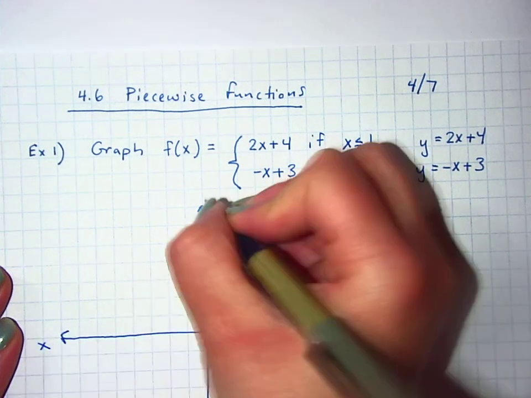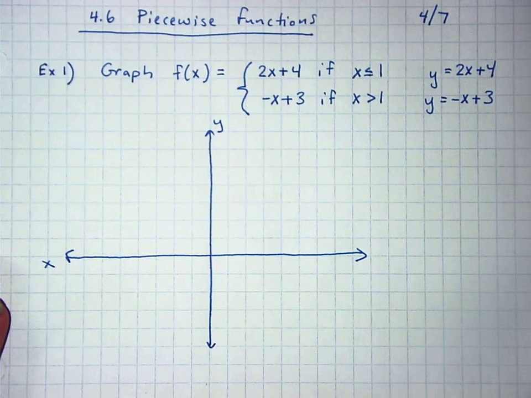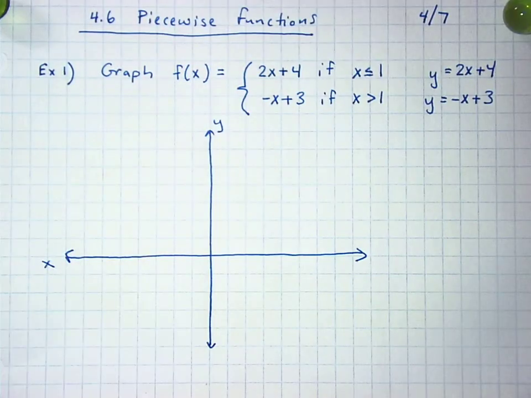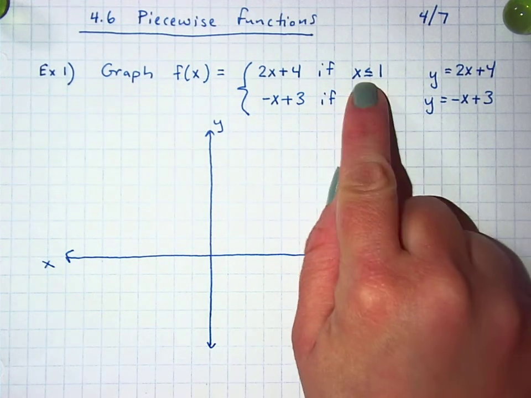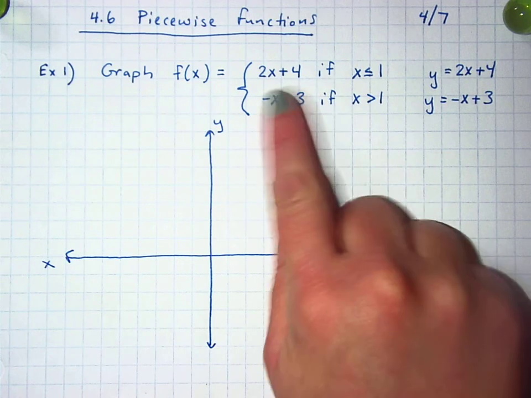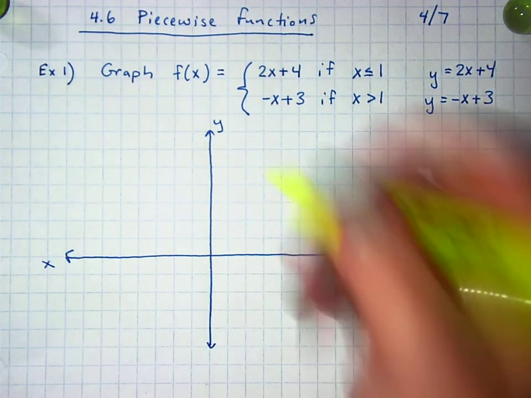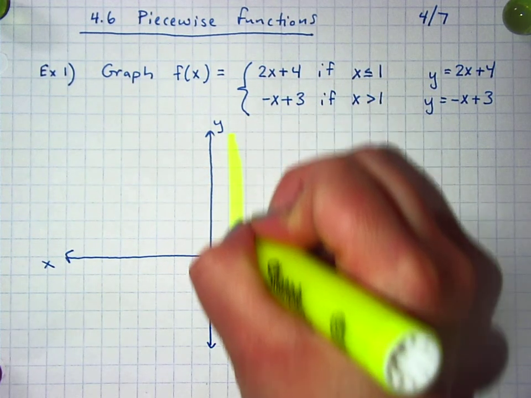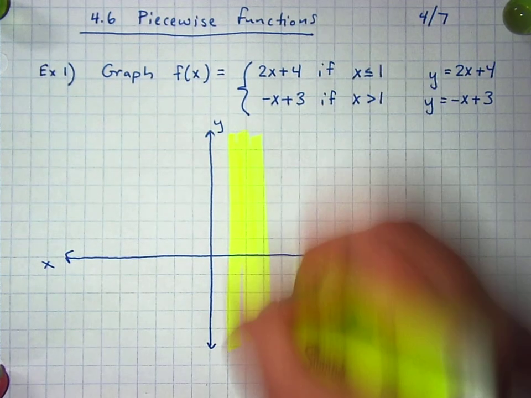Make sure you label the x and y axis. That's always important. Okay. So right here it says that if it's less than or equal to 1, we're going to do this thing, and if it's greater than 1, we're going to do that thing. So what I'm going to do is mark off my graph in colors. I'm going at x equals 1.